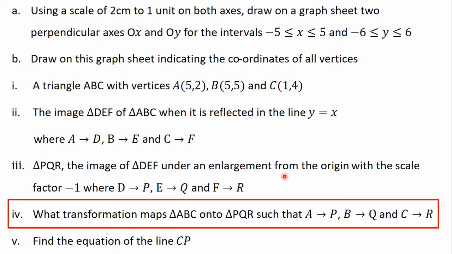The rule of the transformation will be such that it will map point A to point P, point B to point Q, and point C to point R. We already have the coordinates of points A, B, and C. And in the previous video, we found the coordinates of points P, Q, and R. So to get the rule of the transformation, we are going to compare the coordinates of point A to point P, point B to point Q, and point C to point R.